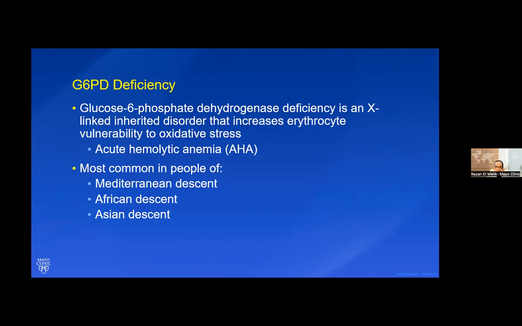It is most commonly found in populations closer to the equator. So as you can see here, Mediterranean descent patients, African descent patients, and Asian descent patients. Very common in Middle Eastern patients or patients who live by the Mediterranean. So it should always be in the back of our mind if there is a potential medication that will interact with G6PD if you see patients coming from those areas.